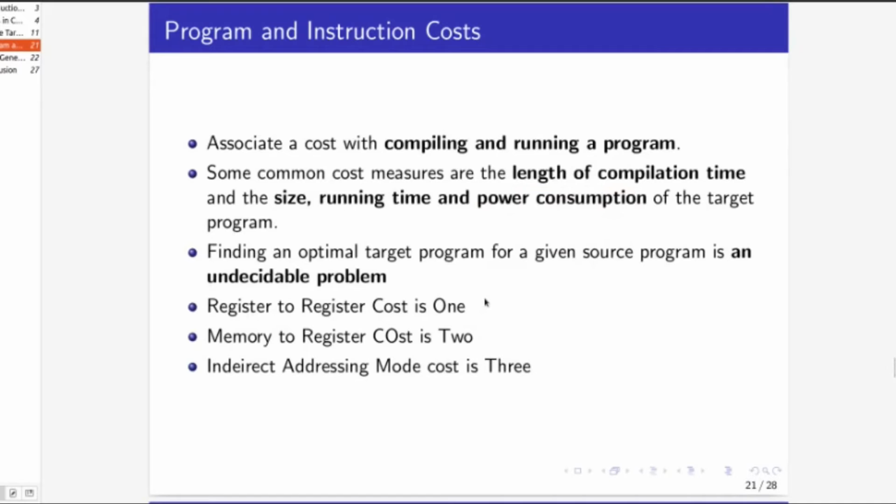For example, suppose you are using a load instruction. It is loading from register to register because there is no memory operand involved. So definitely it is of cost 1. But if a memory operand is involved, then the cost is 2. If it is indirect, then it is of cost 3. So similarly, for a target program, we can compute the cost. Cost in the sense of the memory cycles required to perform that operation.